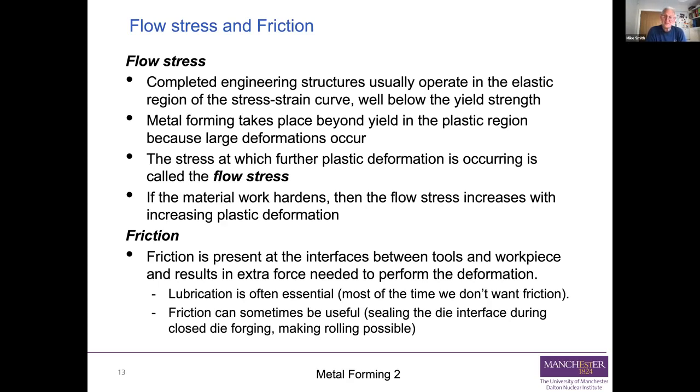Now, friction can be useful, and two areas we saw this last week were if you're doing a closed die forging, frictional forces at the die interface is where the flash forms, helping in making sure that deformation acts to completely fill the die, because it's more difficult to force material out through the gap against friction than it is to deform it into the remaining holes in the die. And rolling wouldn't work if there was no friction, because you're relying on friction forces to pull the material through the rolls. So most of the time we don't want it, sometimes we have to have it.